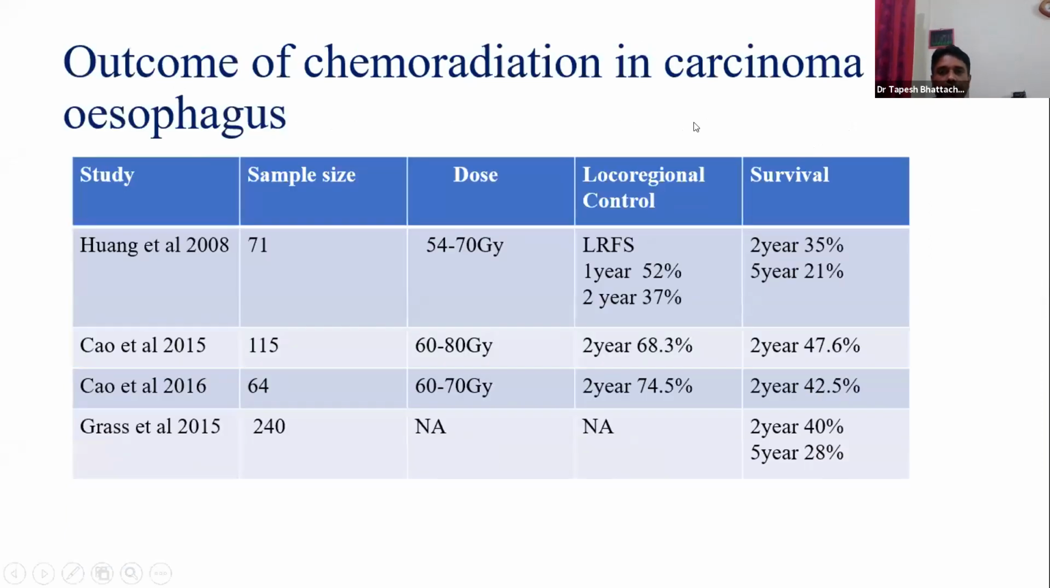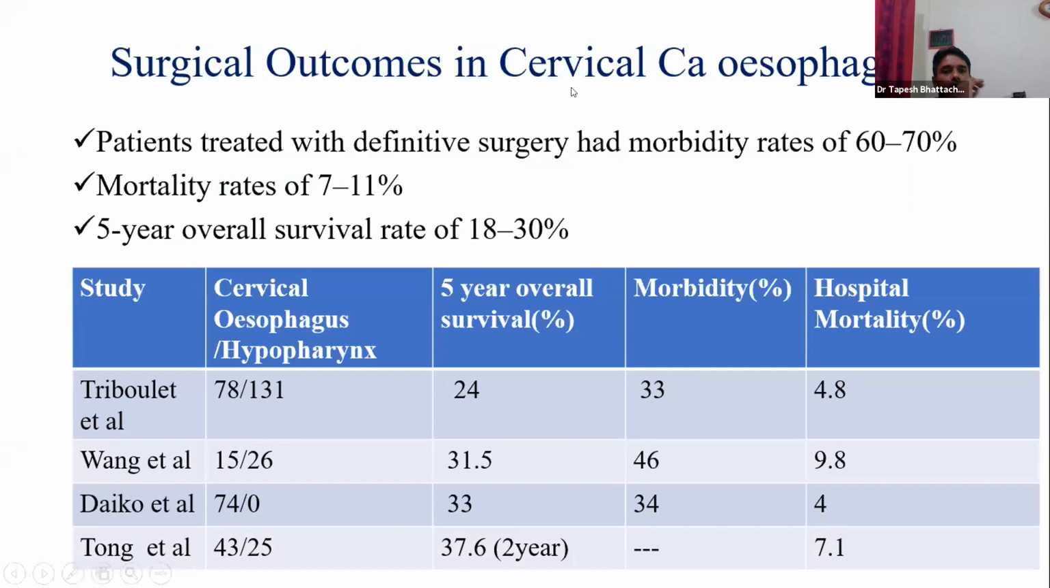Surgical outcomes in carcinoma esophagus. Patients treated with definitive surgery had morbidity rates of around 60 to 70%. What is the mortality rate? In all these studies, like Tribulate, Wong, Daiko, Tong, the mortality rate is around 7 to 11%, and the 5-year overall survival is in the tune of 25 to 30%. The morbidity is really high, which I have already mentioned.